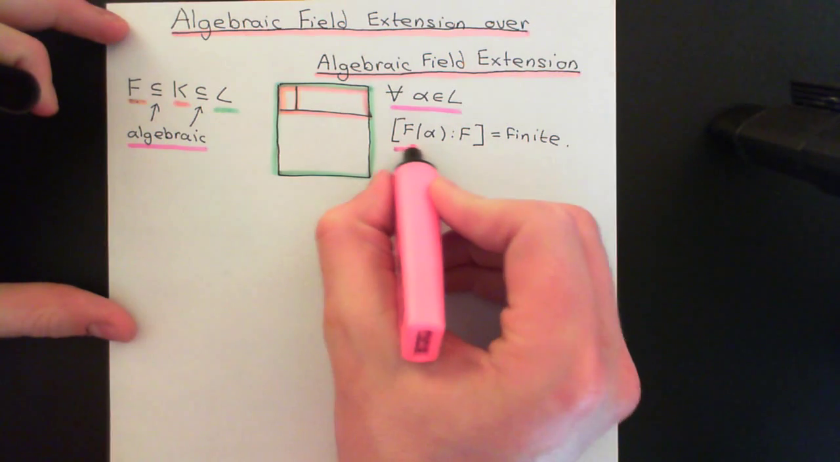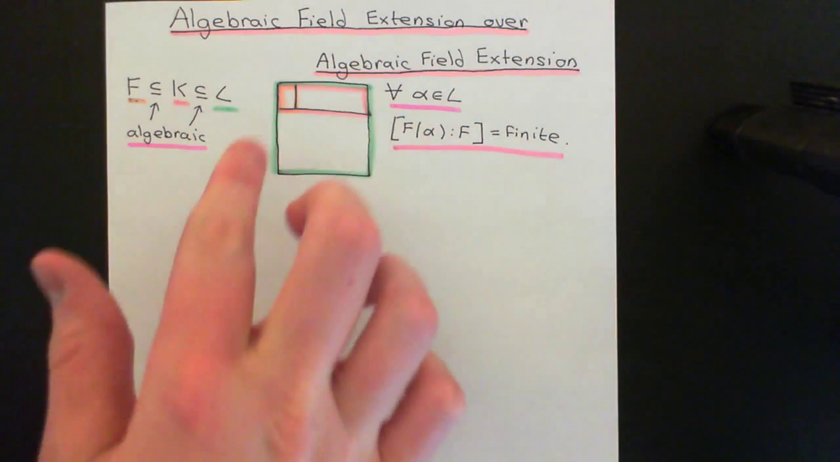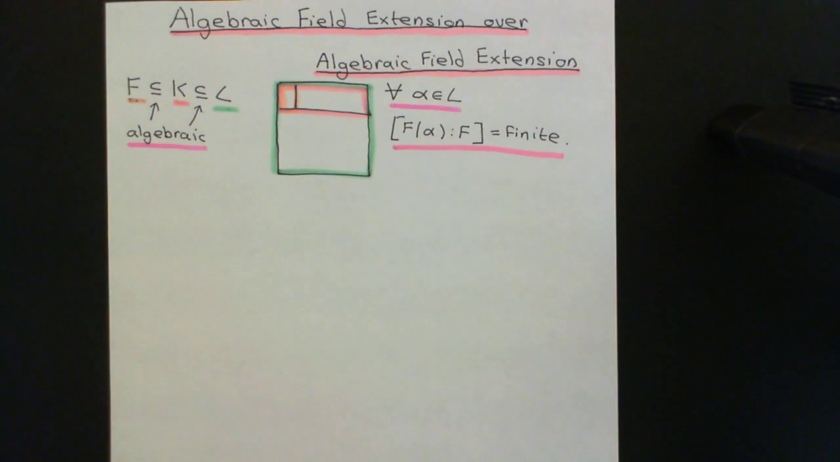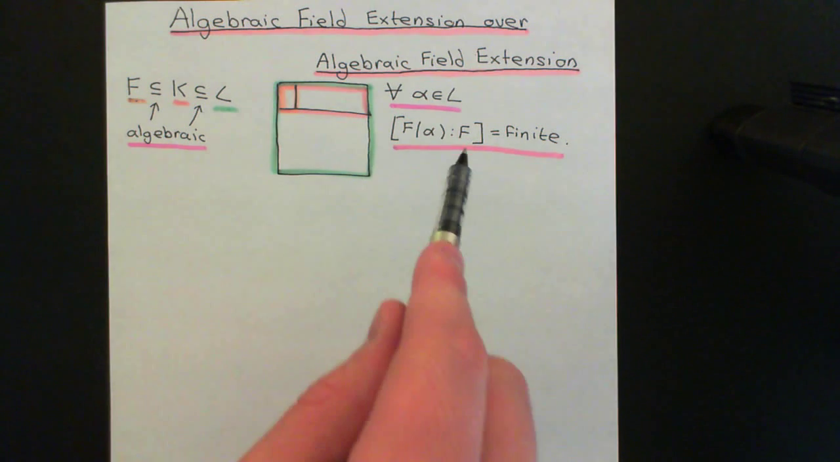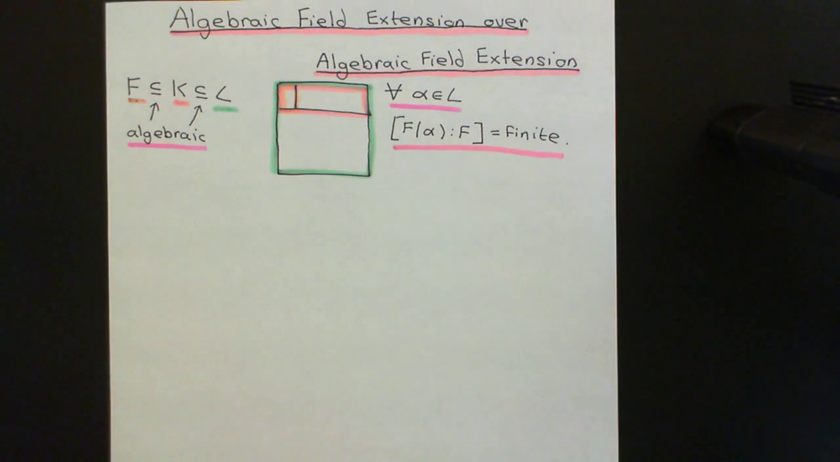So rather than trying to show that there is some non-zero polynomial in the ring of polynomials where the coefficients are from the field capital F for which alpha is the root, instead I'm going to try and prove to you that the simple field extension of F generated by alpha has finite degree over F. It's a finite field extension of F. And then if I've done that for an arbitrary alpha that is an element of L, then I will have proven that all elements of L are indeed algebraic over F, and therefore I can conclude that L is algebraic over F.